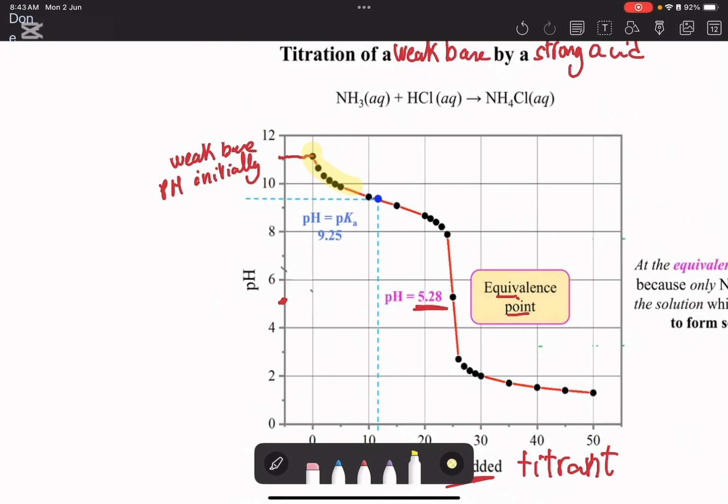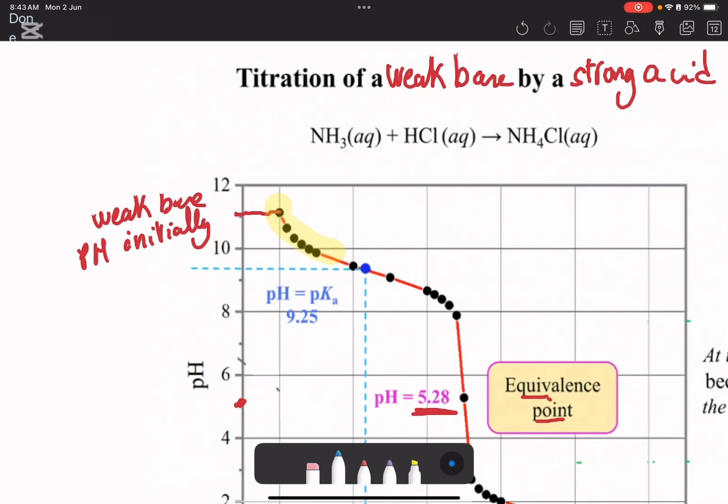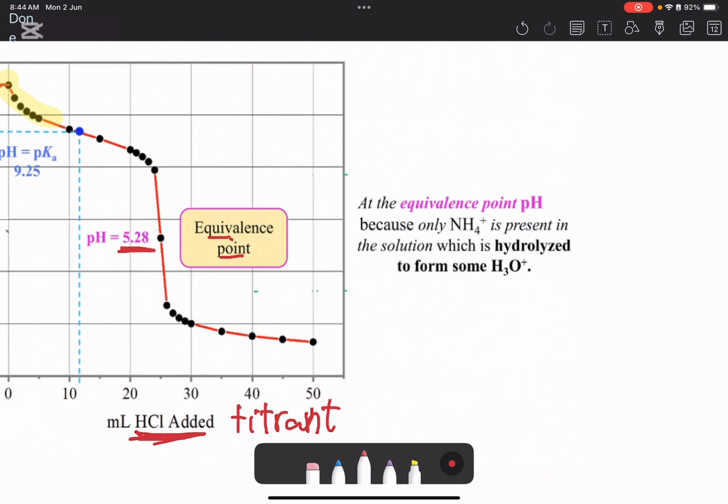Also, there's a slight drop. There's a drop in the curve. Look here, we didn't have an increase in the curve. Here we have a drop. The curve didn't start like this and then decreased. So this is another indication that we have a weak base. And the pH at equivalence point is less than 7.